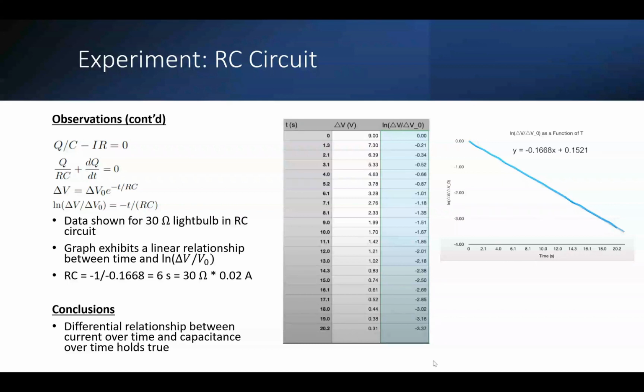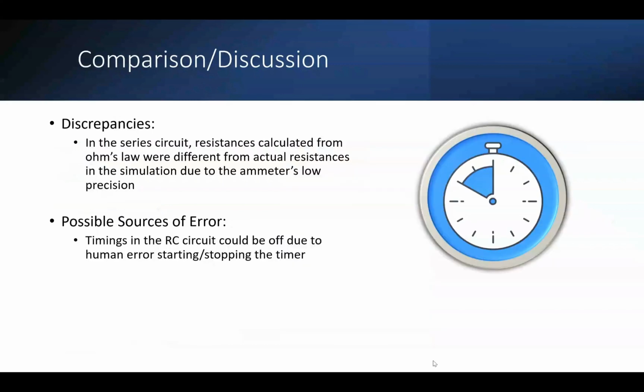The data shown on the middle and right-hand side is for a 30 ohm light bulb in an RC circuit. And when you put everything together, you can see a linear relationship between time and ln of delta V over V naught, with the slope being 1 over RC. Here in this case, RC is negative 1 over negative 0.1668, which is approximately 6 seconds, which matches the 30 ohms times 0.02 amps from Ohm's law. In conclusion, the differential relationship between current over time and capacitance over time holds true.